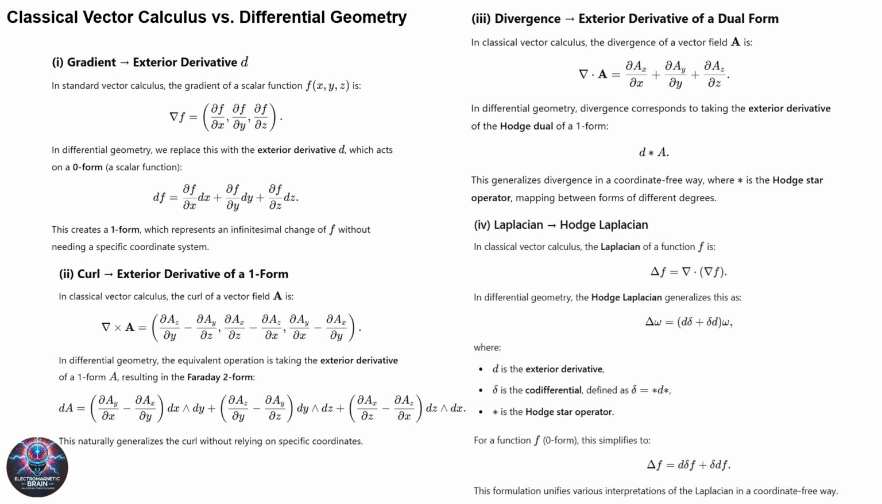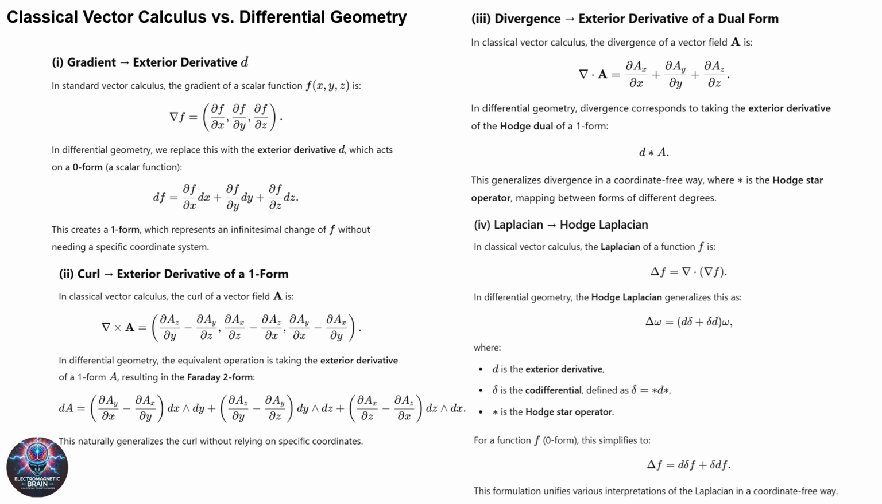Similarly, the divergence of a vector field is reformulated using the exterior derivative of a dual form. Instead of relying on dot products in Cartesian coordinates, this approach introduces the Hodge-star operator, which maps between different degrees of differential forms. This perspective ensures that divergence remains well-defined in anisotropic and curved space, making it highly useful in physics and engineering applications.